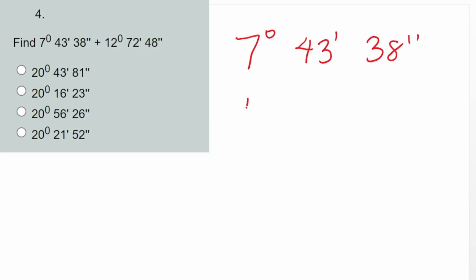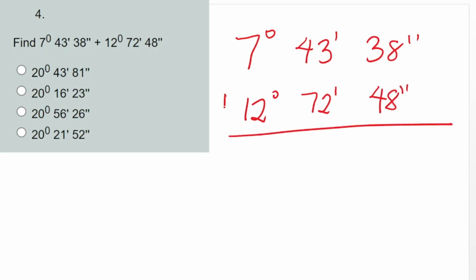So the next one is 12 degrees, 72 minutes, then 48 seconds. Now we add this together. Now, don't forget, 60 seconds equals 1 minute. Then 60 minutes equals to what? 1 degree. So anytime you add and you now get a value that is above 60, you just subtract 60 from it and move it to the next one.